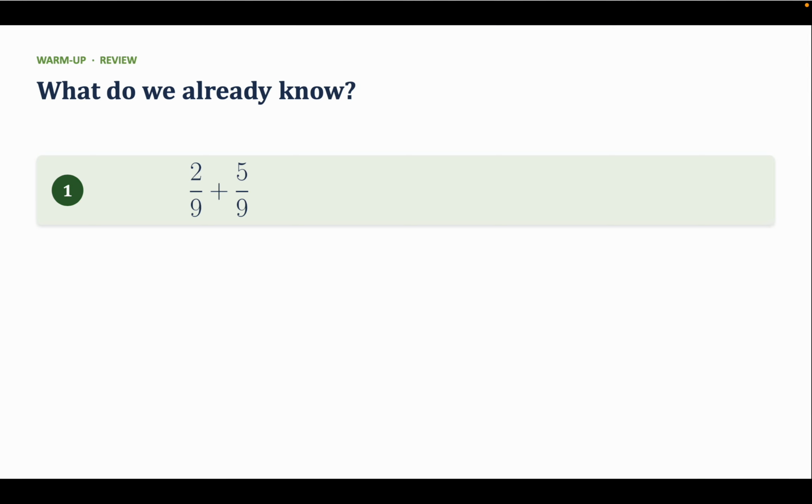So, what do we already know? Look at this problem, 2/9 plus 5/9. What do you notice about the denominators? They're both 9. We're dealing with ninths, so our pieces are the same size. In order to add them, all we need to do is add the numerators, the top numbers. So 2/9 plus 5/9, we just add our numerators and we get 7/9.